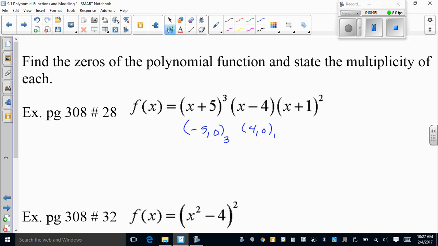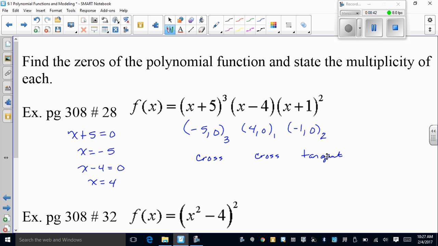Now, if you're going, wait, how am I getting these values? It's simple. You take x + 5, set it equal to 0, so x would equal -5. x - 4 = 0, so x equals positive 4, and so on and so forth. So in this one, let's identify what happens. This one crosses. This one crosses. And this one is tangent. When you start graphing, which I believe is in the next section, this will make sense in being able to graph something fairly easy without a calculator.